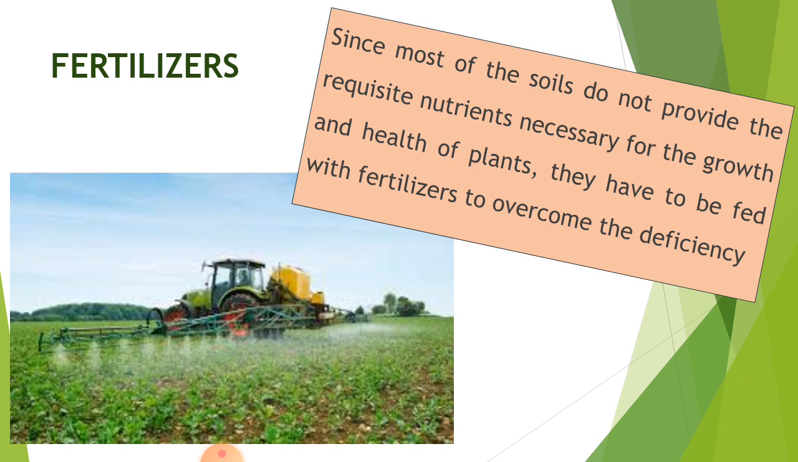Since most of the soils do not provide the requisite nutrients necessary for the growth and health of plants, they have to be fed with fertilizers to overcome the deficiency. Otherwise, if fertilizers are not supplied, the plants will show improper growth. They may wilt, their leaves may fall down, the leaves may turn brown, and the yield or the crop will not be good.